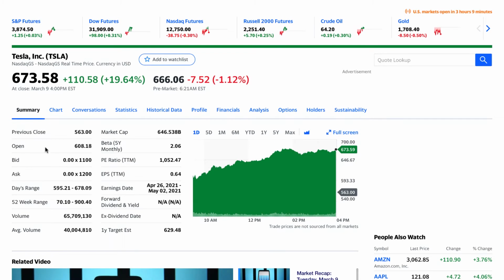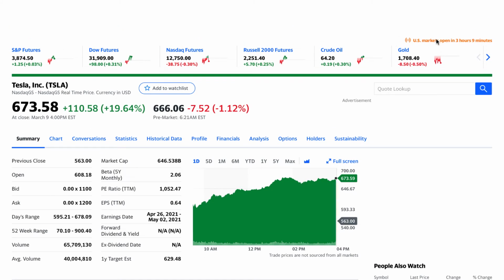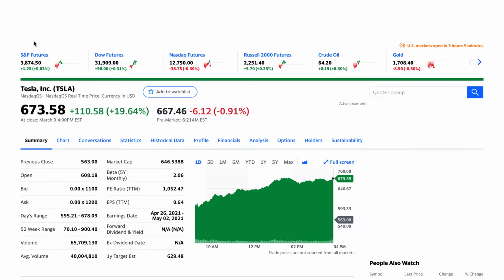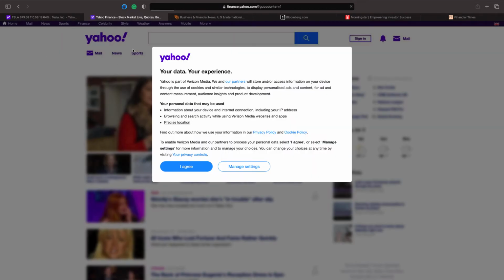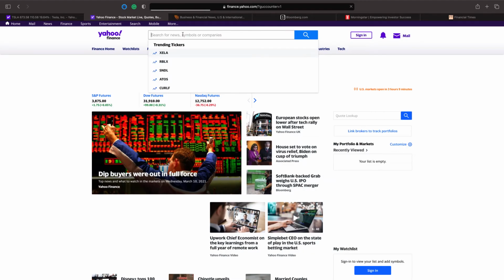And so at the moment, at the time of recording, US markets are closed. And you can see that over here, it's telling us that US markets are going to open in 3 hours and 9 minutes. UK markets are open. So actually, let me open another tab and open up a UK stock so we can compare it. Let's say we're going to go with Vodafone.